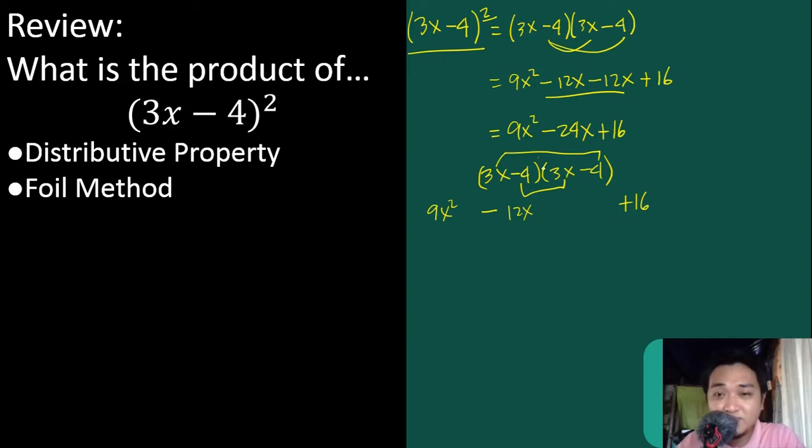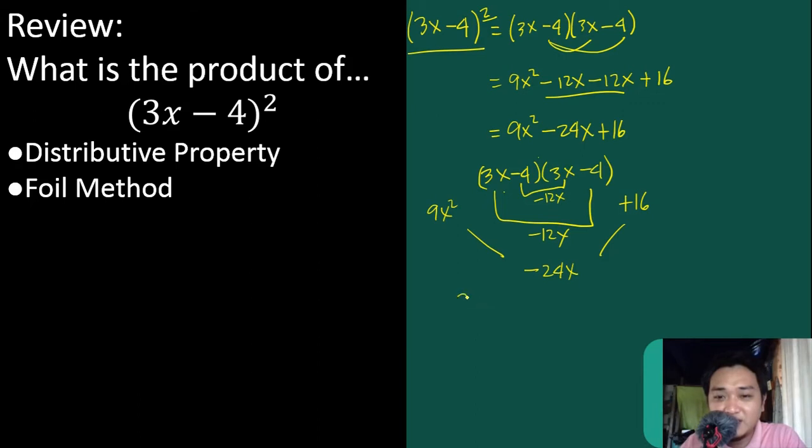negative 12x, and then add the inside and outside term. So that will be negative 24x. So therefore, the product will be 9x squared minus 24x plus 16. Ayan. So yun yung ginagawa natin nung previous grade levels.